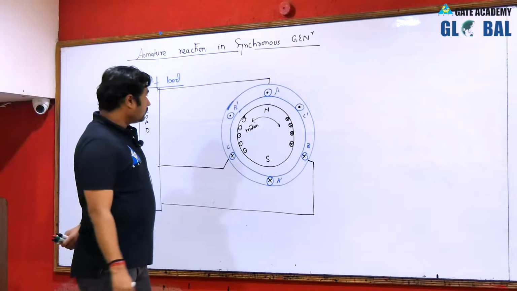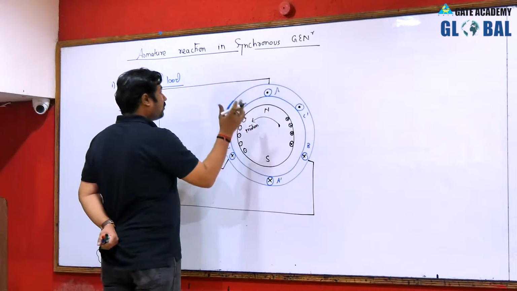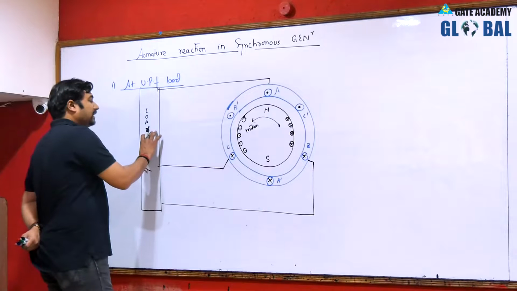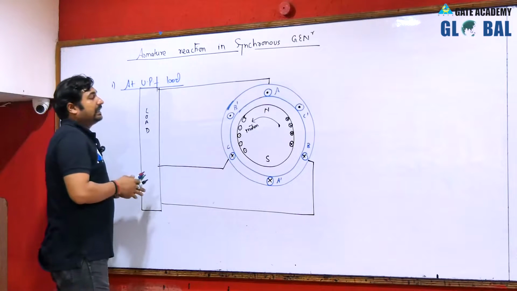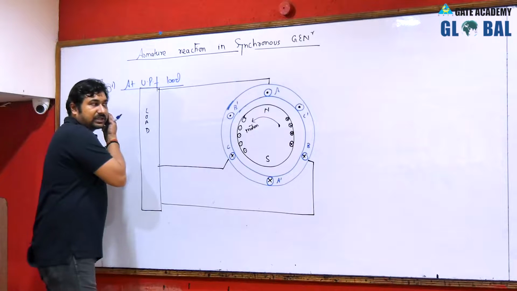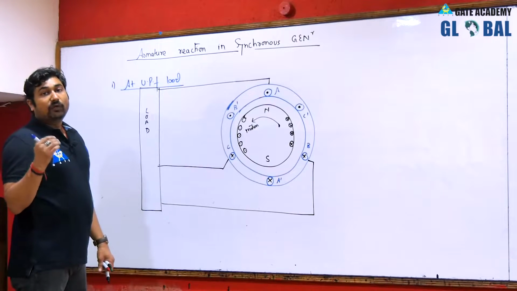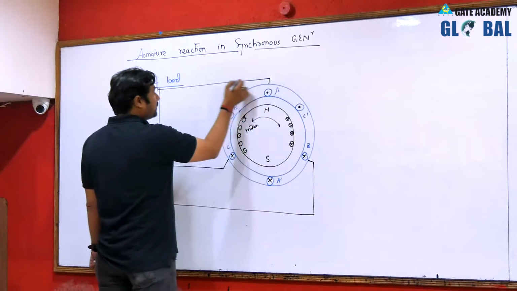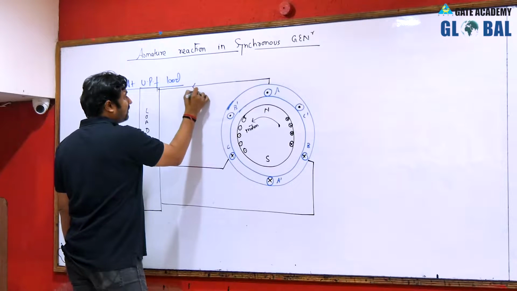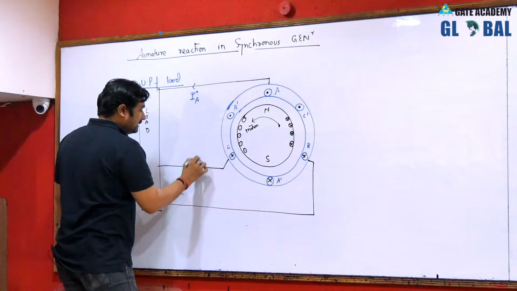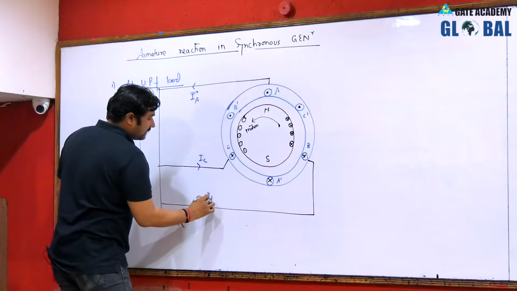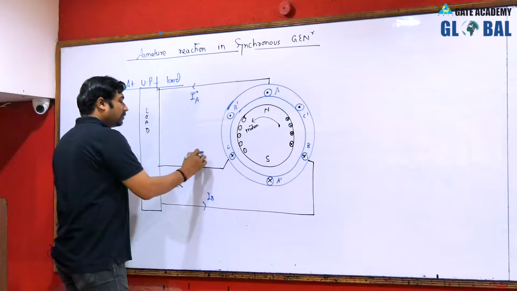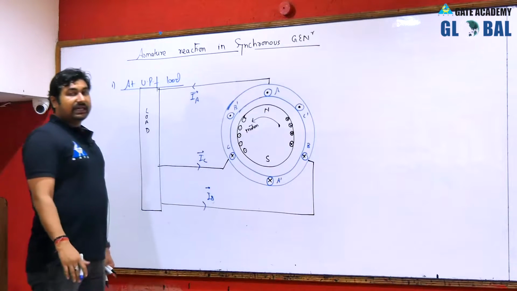Now these induced EMFs cause current to flow, and that current is supplied to this load since the circuit is completed. This load is of unity power factor. When I say unity power factor, it means the voltage and current are in the same phase. Now please observe, at this particular instant IA is flowing in this fashion, coming out, while IC and IB are flowing in this fashion. As the position changes, the directions of the currents change and the magnitudes of the currents change.